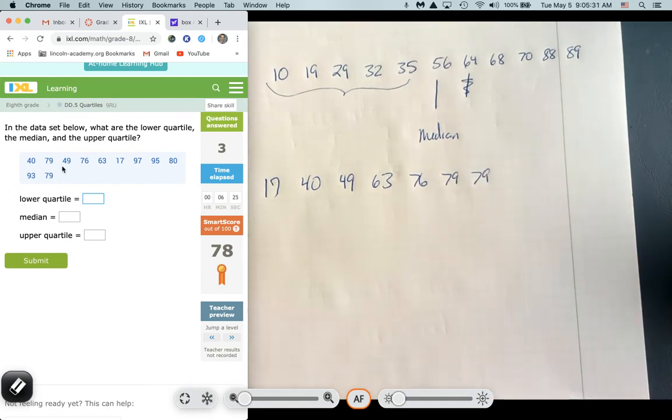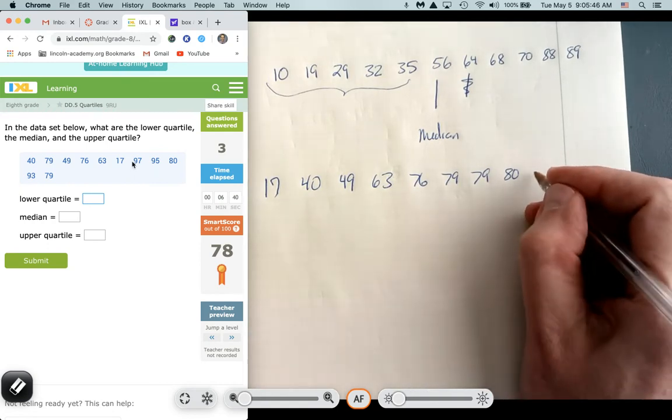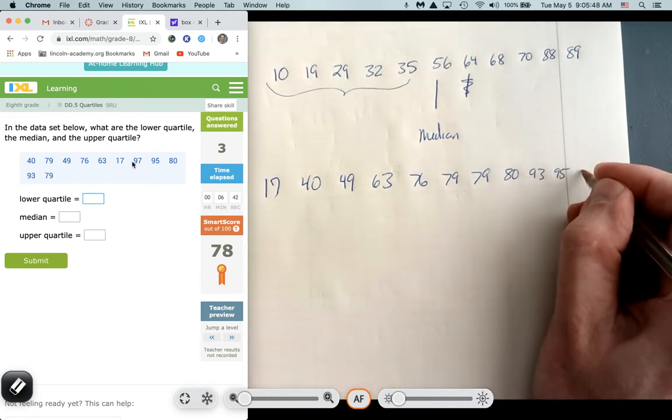I'm looking at my 80s. I have an 80, and I don't think I see any other 80s. So now I'm looking at my 90s, and I have a 93, a 95, and a 97.